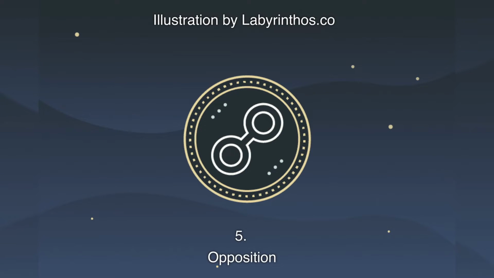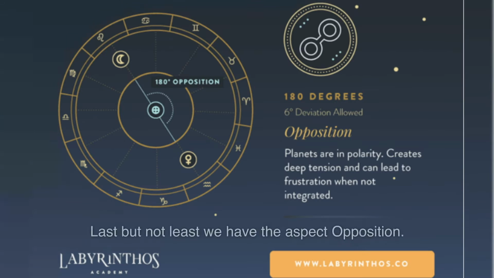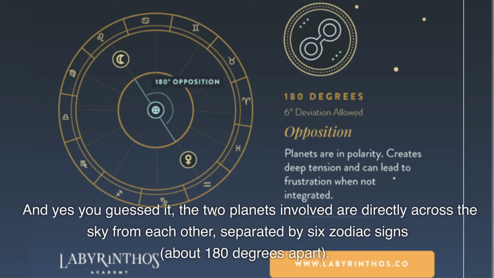Number 5, opposition. Last but not least, we have the aspect opposition. And yes, you guessed it, the 2 planets involved are directly across the sky from each other, separated by 6 zodiac signs, about 180 degrees apart.